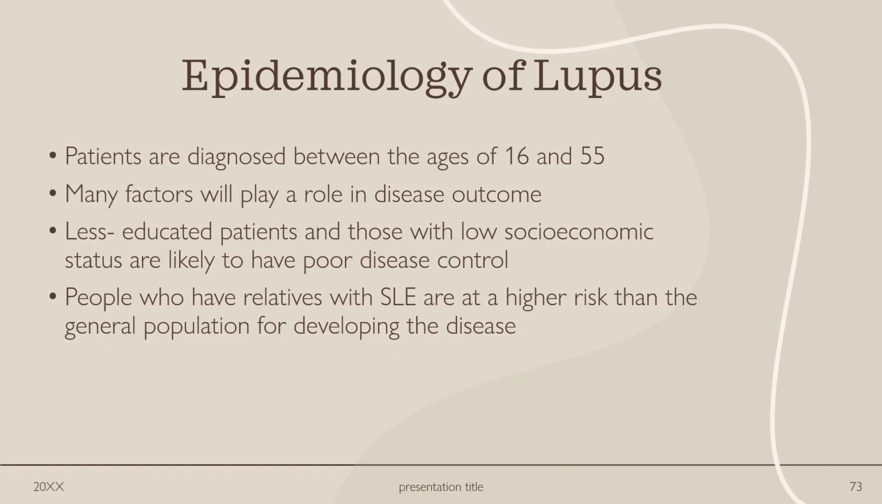So, ladies and gentlemen, we are moving on to lupus. So, the epidemiology of lupus: patients are diagnosed between the ages of 16 and 55. Many factors will play a role in the disease outcome. Less educated patients and those with low socioeconomic status are likely to have poor disease control. People who have relatives with SLE are at a higher risk than the general population for developing the disease. Again, this is a topic, it travels in families.